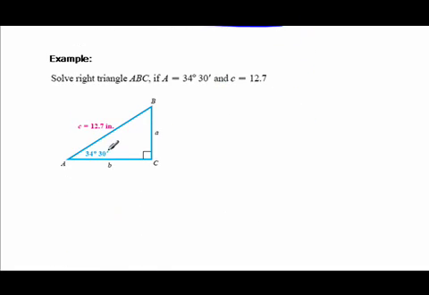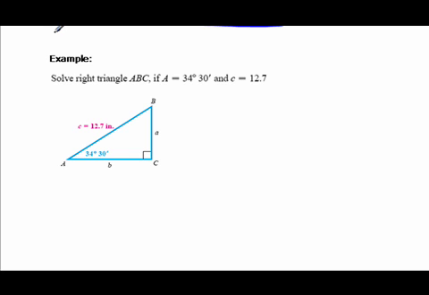So here's an example where they're giving you right triangle ABC. They're giving you information about angle A. They're telling you that it's 34 degrees, 30 minutes. And they're telling you that side C is 12.7 units, in this case inches. Come up with all the missing other sides and angles.